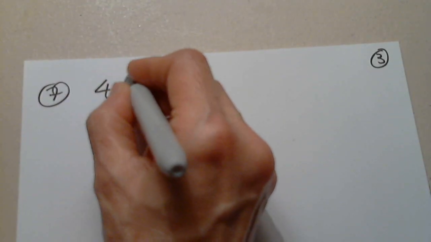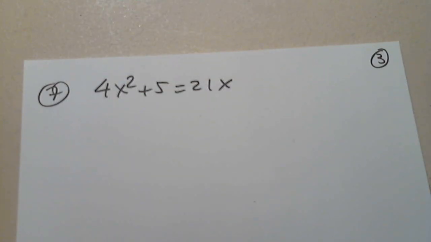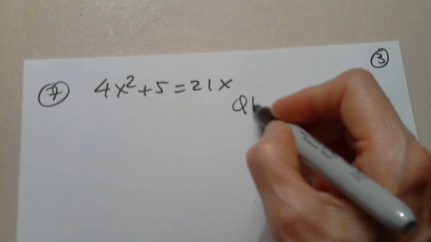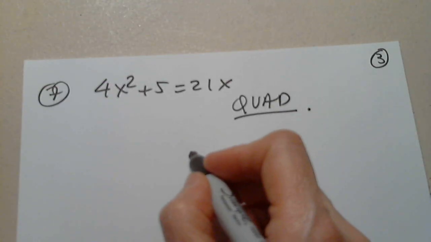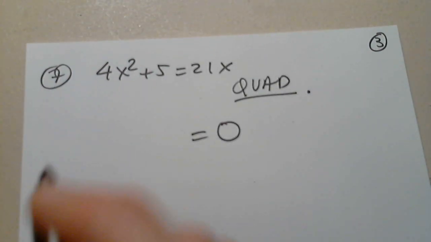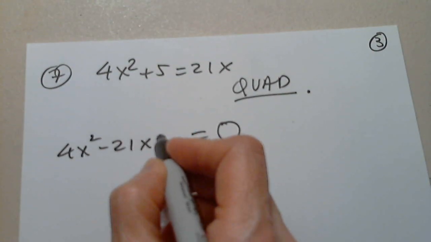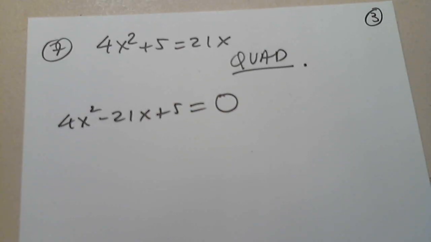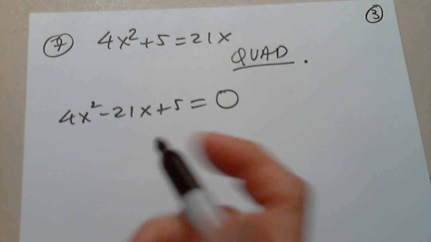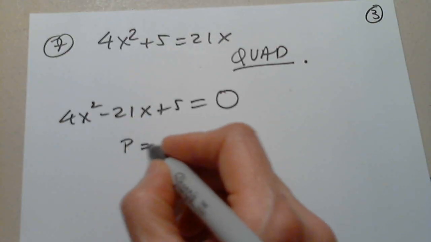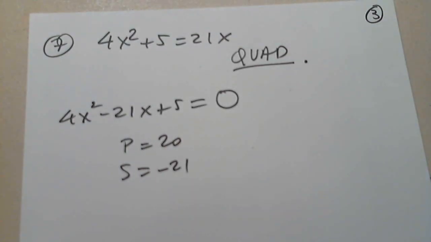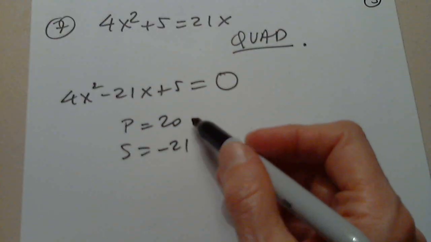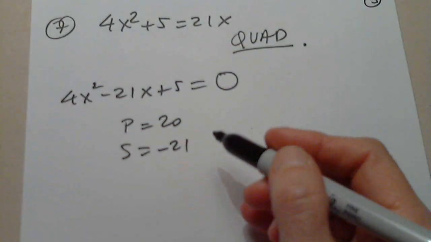Okay, 7. Solve the equation using any method. We have 4x squared plus 5 equals 21x. We have to identify that this is quadratic. Because it's quadratic, I have to set it equal to 0. So I have 4x squared minus 21x plus 5. It says do whatever you want. You can factor. 4 times 5 is 20, so the product is 20, and the sum is negative 21. Because the product is 20 and the sum is negative, both numbers have to be negative.